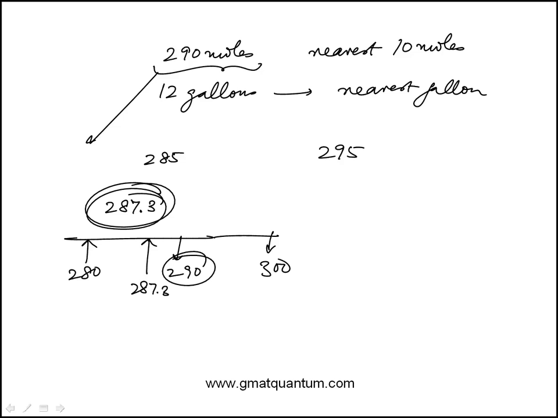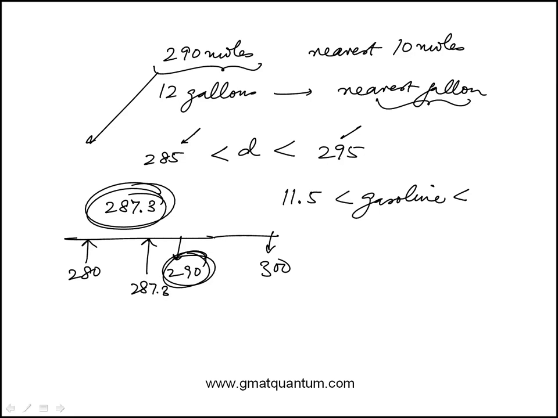So if you look at what are the range of values that would satisfy that? Well, that distance, I'm going to call that D, has to be greater than 285 and less than 295. So it has to fall between those two numbers. Same thing for the gasoline consumption. It's to the nearest gallon, so it's going to fall between 11.5 and 12.5.